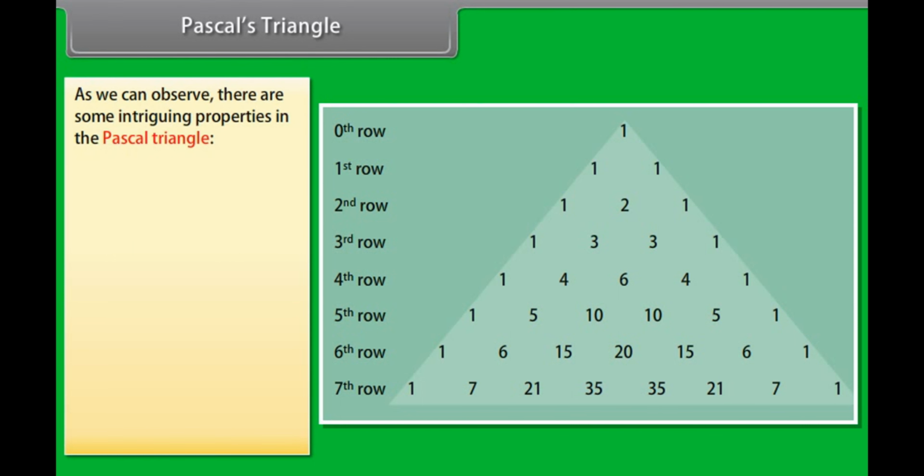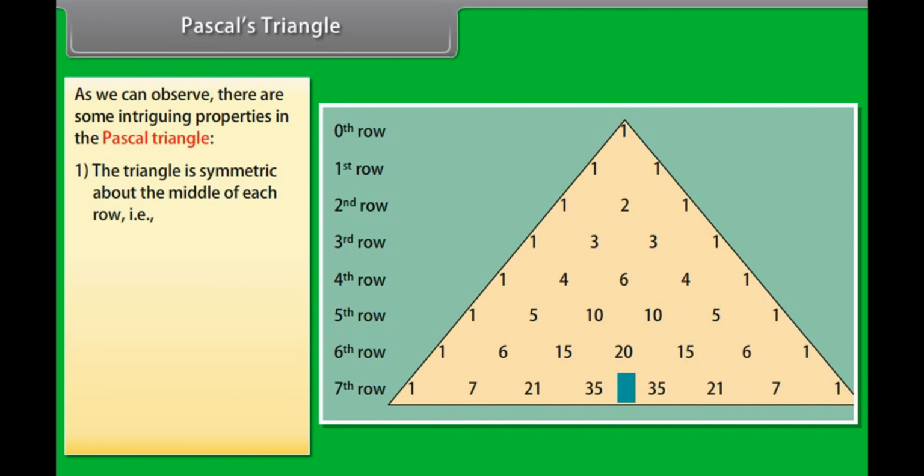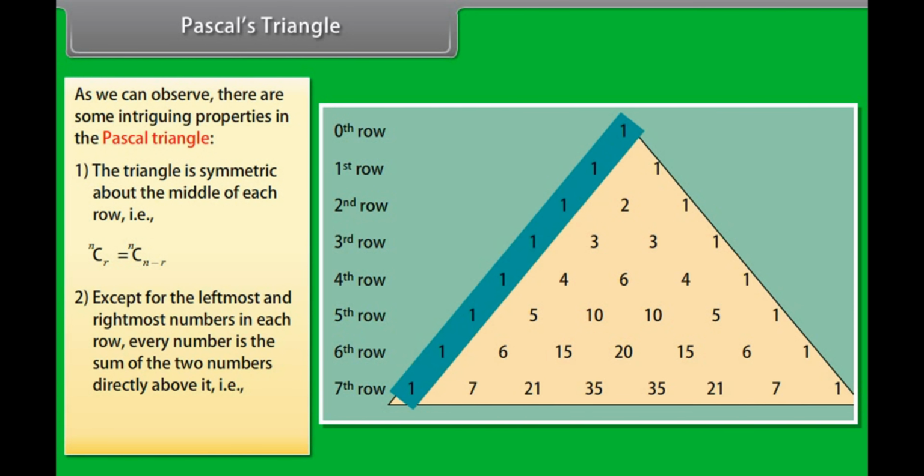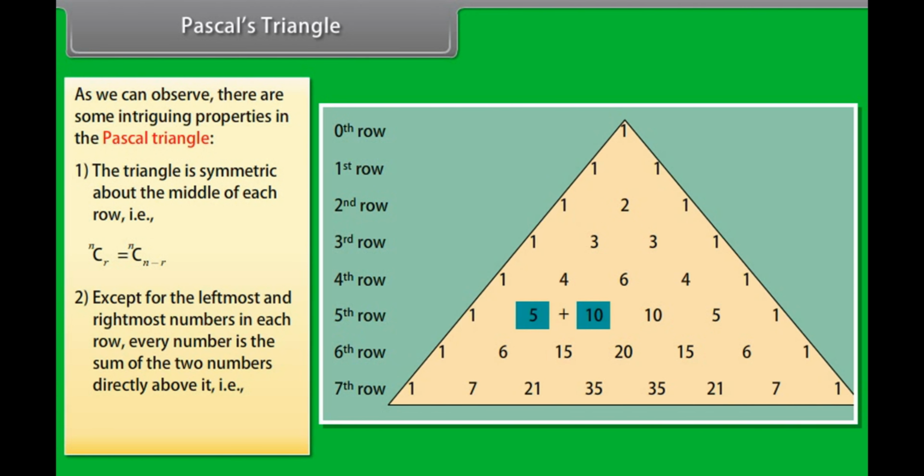As we can observe, there are some intriguing properties in Pascal's triangle. The triangle is symmetric about the middle of each row, that is, nCr is equal to nC(n-r). Except for the leftmost and rightmost numbers in each row, every number is the sum of the two numbers directly above it, that is, nCr is equal to (n-1)C(r-1) plus (n-1)Cr.